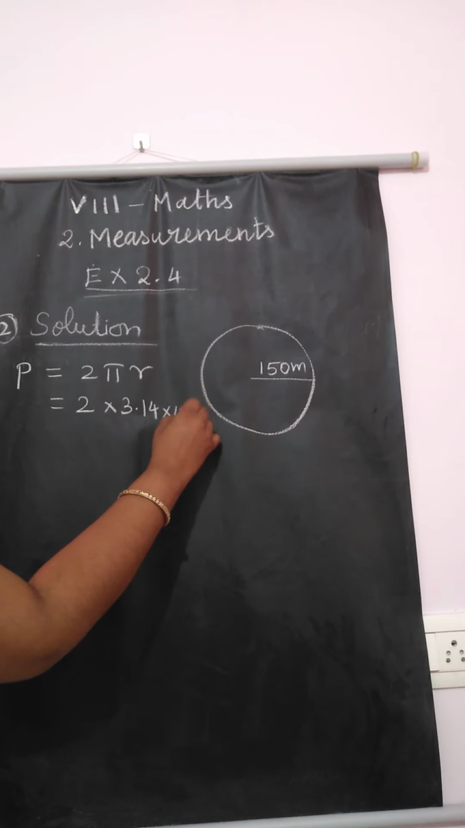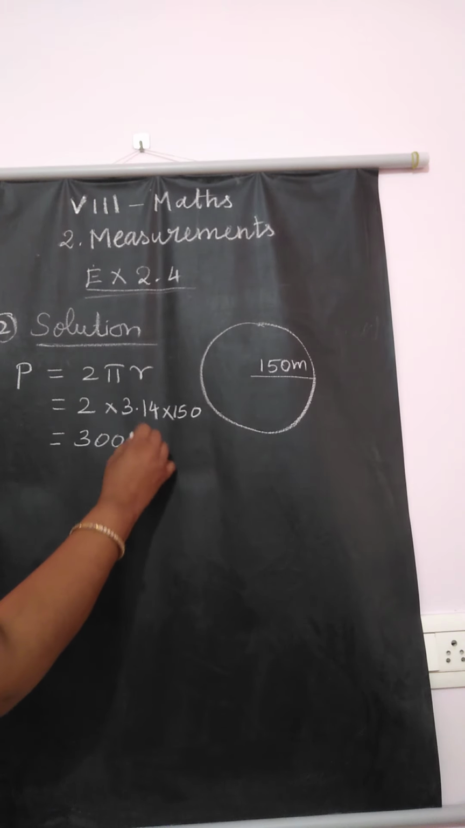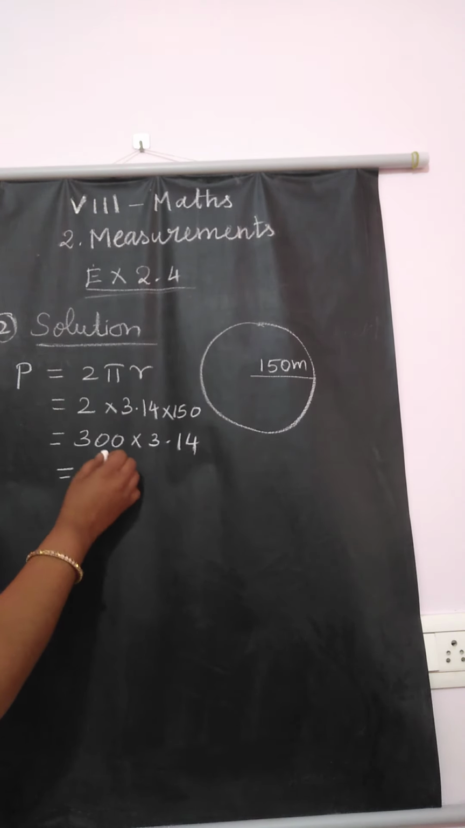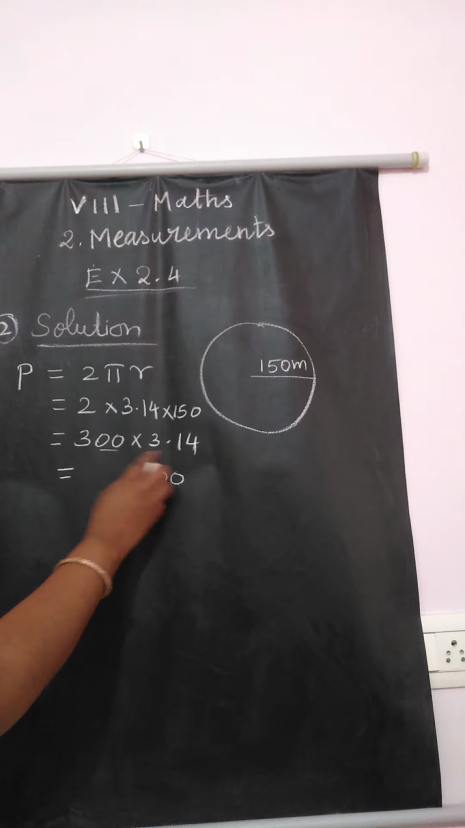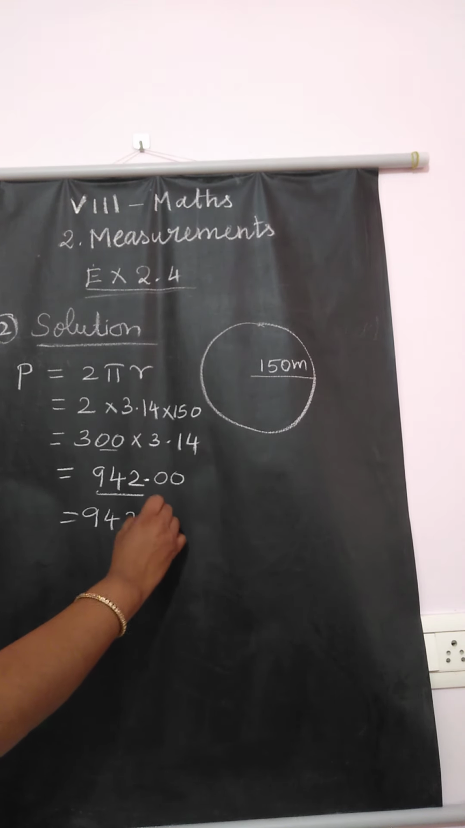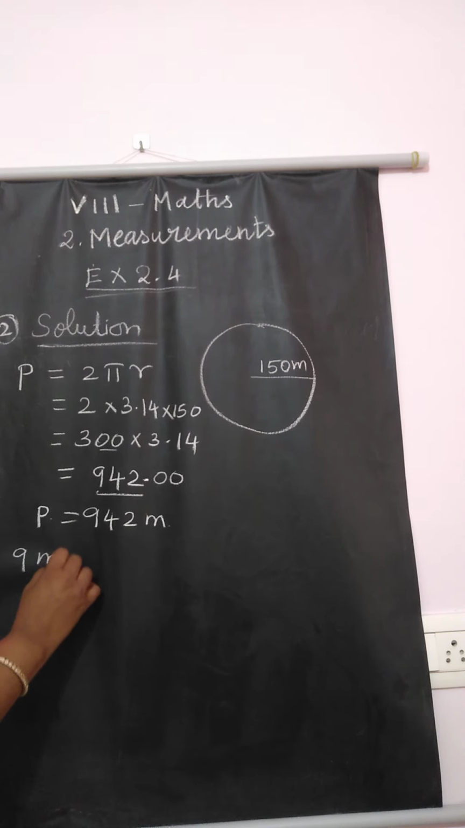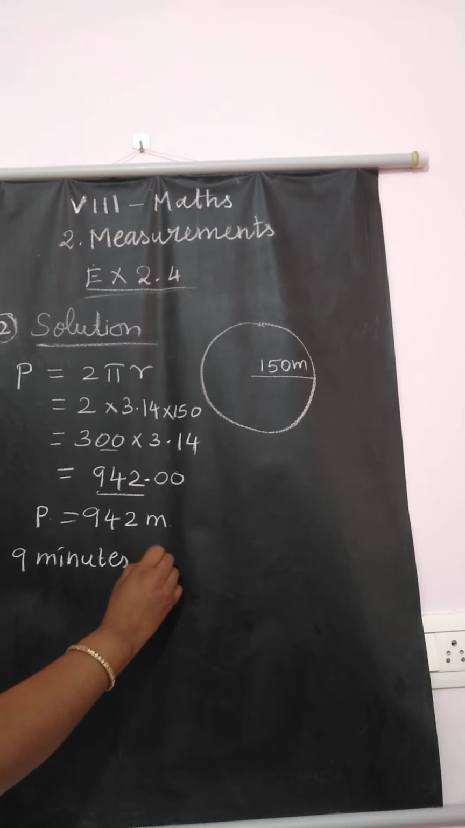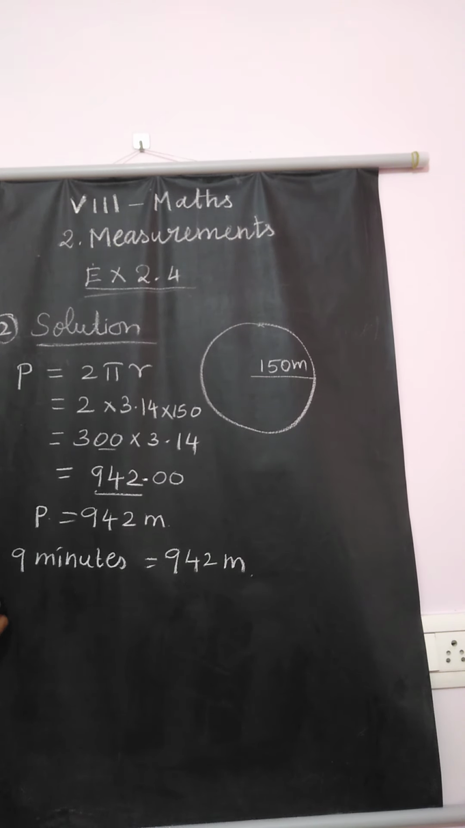This is r. We should take 150 here. So now multiply 2 into 150, 300, into 3.14. Take these two zeros and write them in the last digits. Now multiply 3 into 3.14, we know that it is 942. So keep the point here. So we get 942 meters. This is the perimeter. He covers this in 9 minutes. In 9 minutes, he covers 942 meters. But they are asking about 3 minutes.